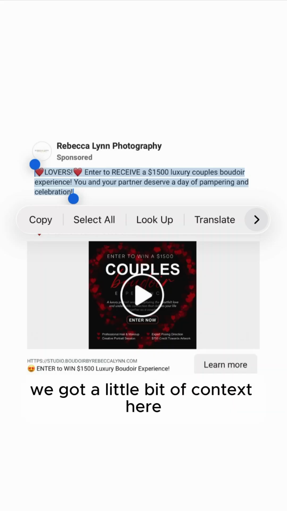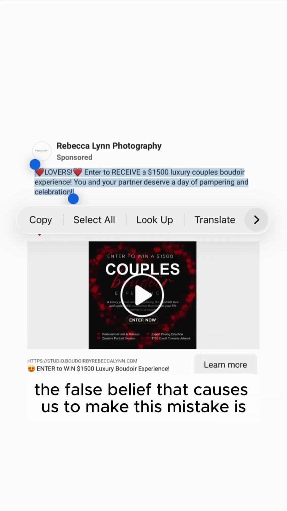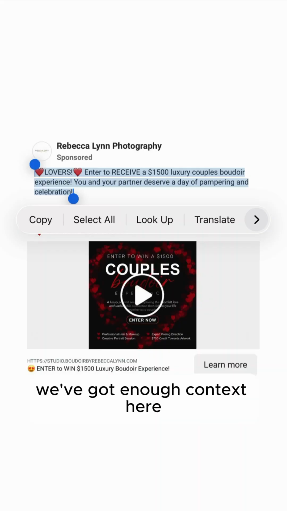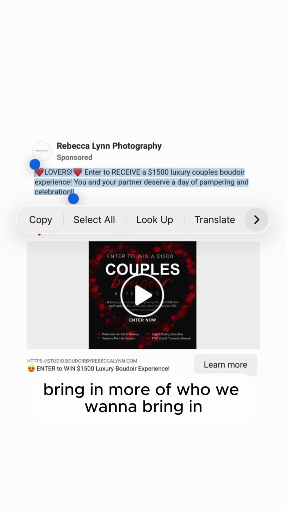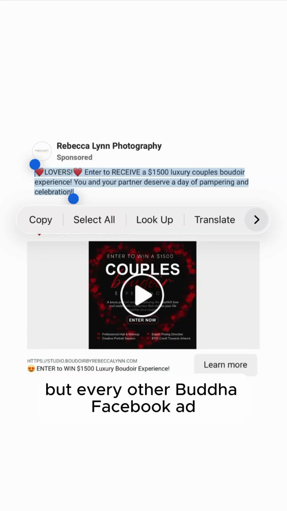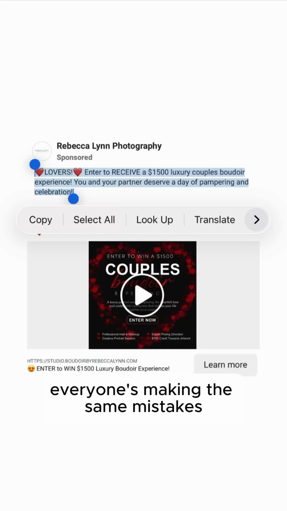All right, so we've got a little bit of context here, but this is the lack of context mistake. The false belief that causes us to make this mistake is we believe that we've got enough context here to actually bring in more buyers, bring in more of who we want to bring in. And our see more headline here looks kind of like what other boudoir photographers are doing, so it's probably good enough. But every other boudoir Facebook ad I've actually seen the back end for, 100% have had BLCS, boudoir low click syndrome, because everyone's making the same mistakes.